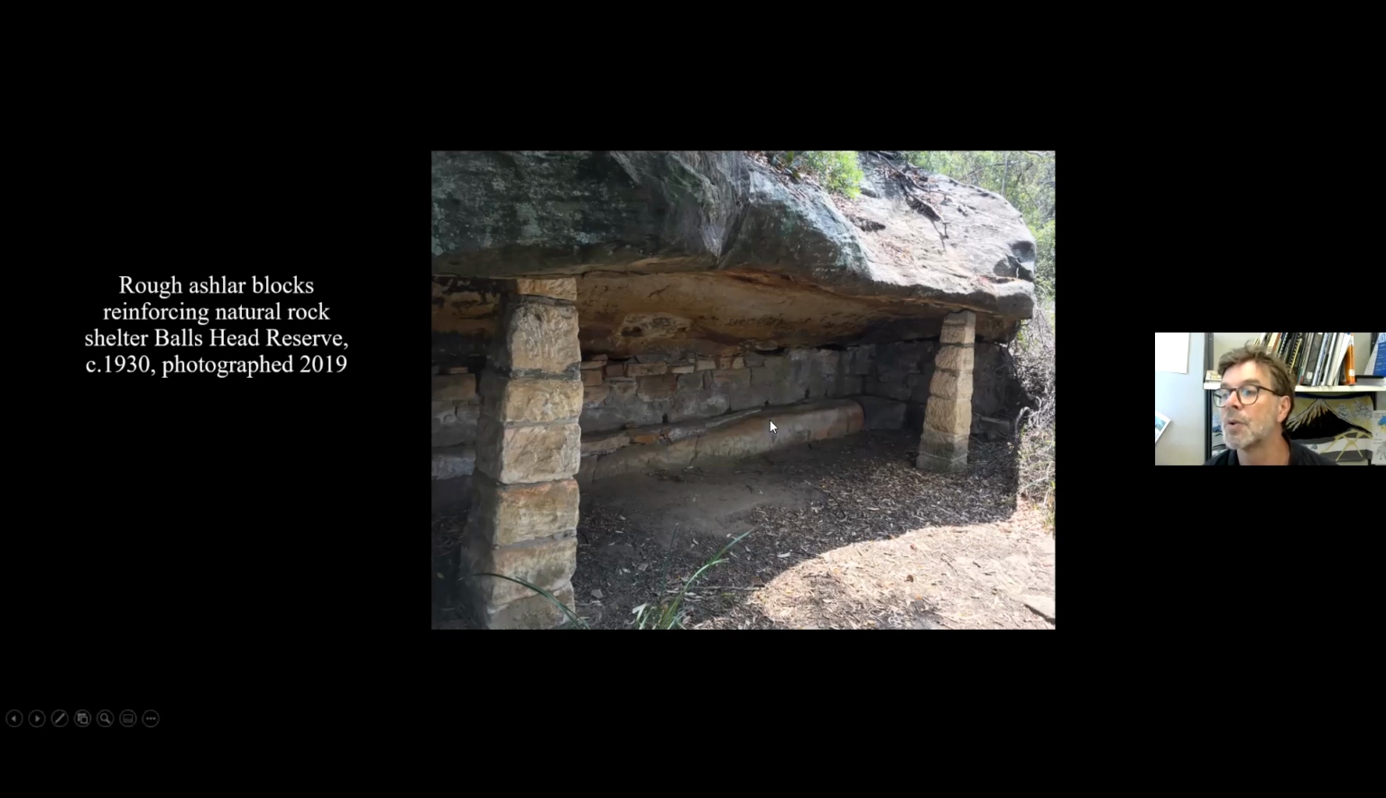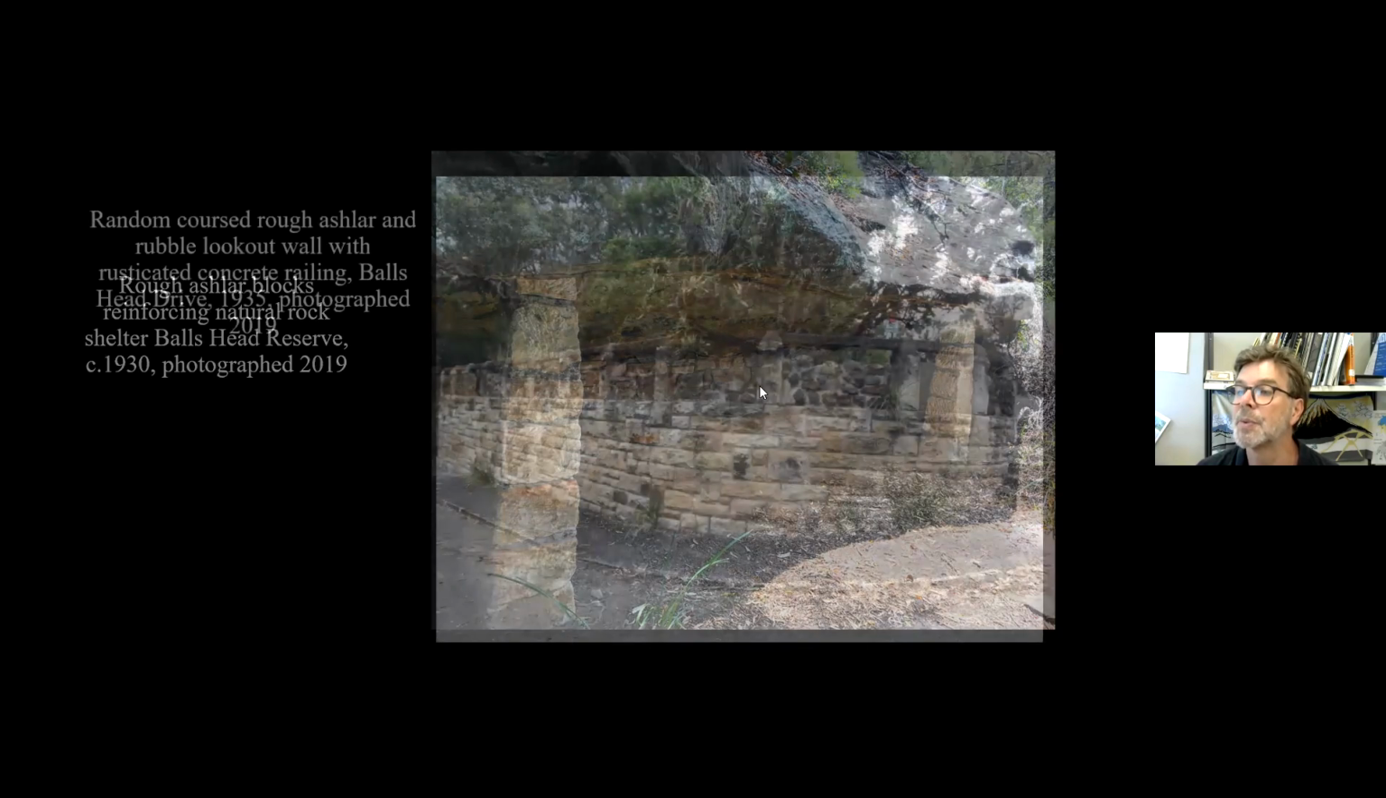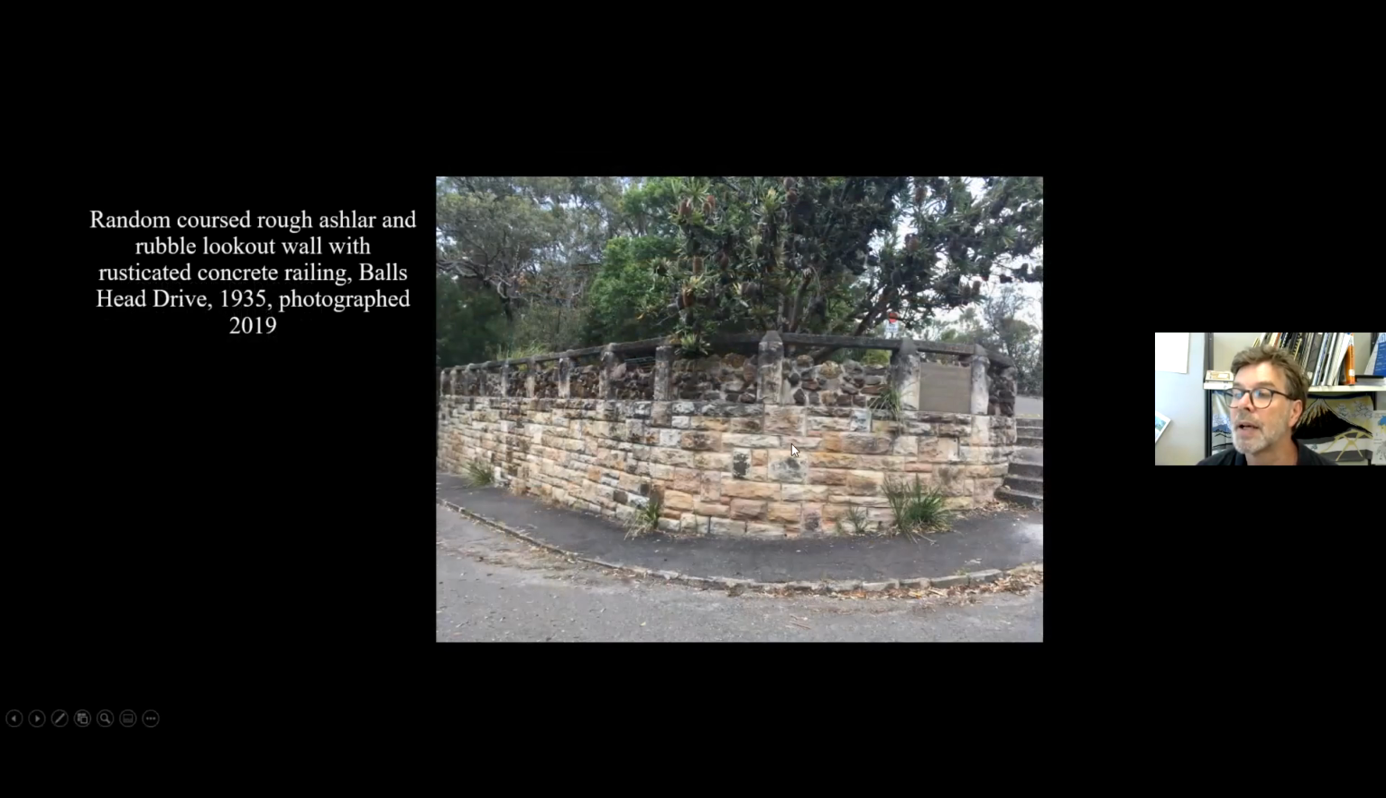So there is a natural stone platform which is used as seating, and they've made two tapering pillars there to shore up the overhang, and filled in the back there as well. That's also at Ball's Head. It's a random coarse wall there with a different type of stone here, and I'm not quite sure what this stone is, but they've filled that in with cement. Again, this was done in the 1930s.